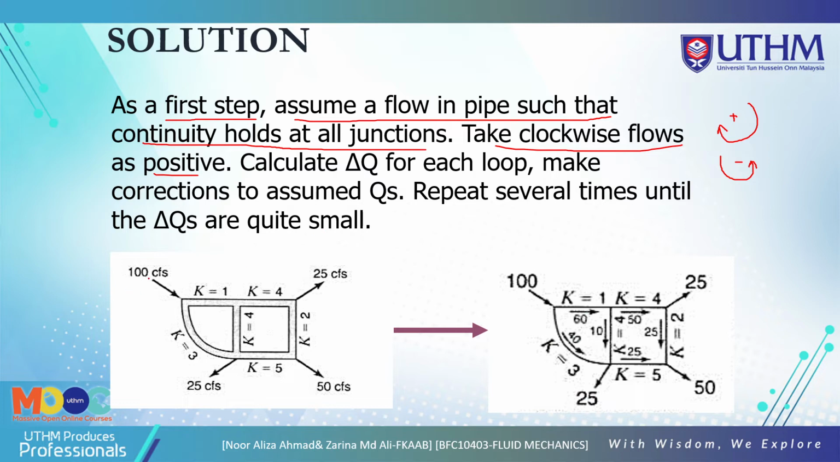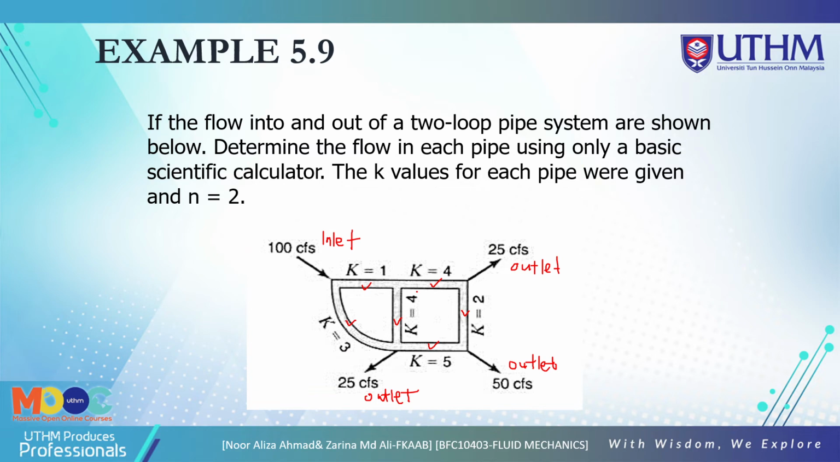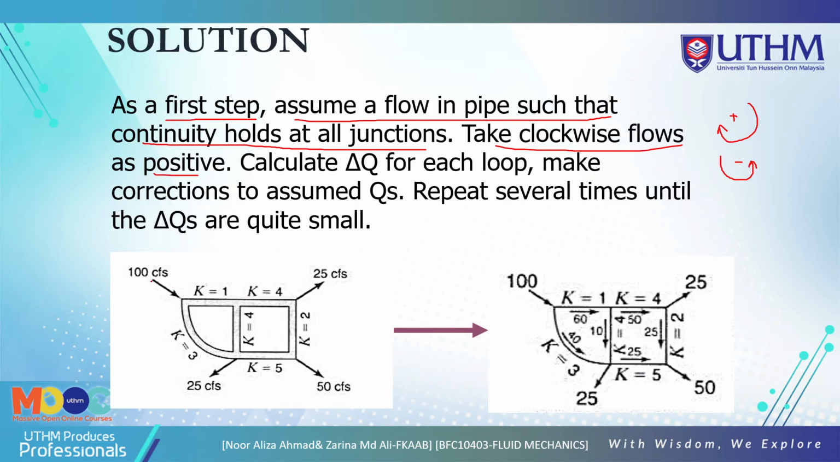First, from the figure, you know that the inlet is 100 cfs, cubic feet per second. So this is using US units. The inlet is 100, and the outlets are 25, 50, and 25. And then the K values are here. Now for the assumed flows.